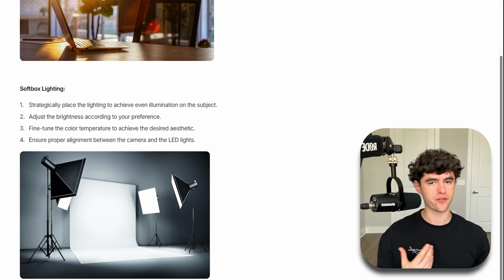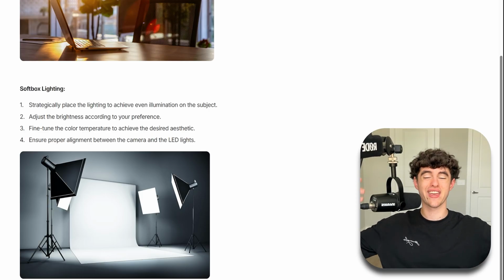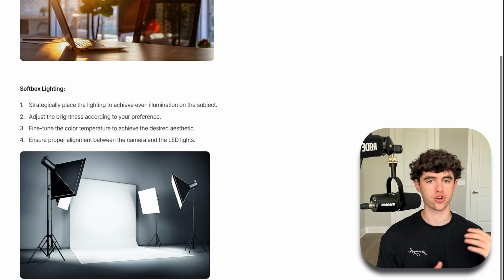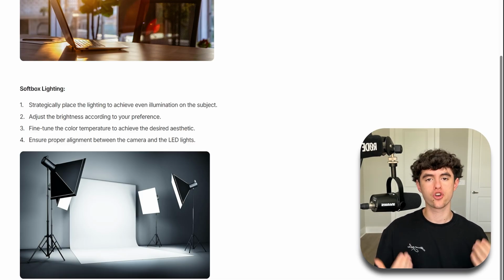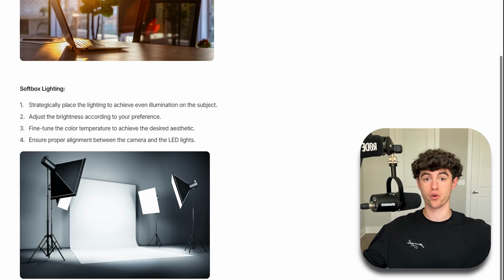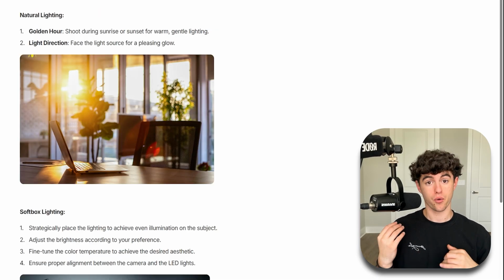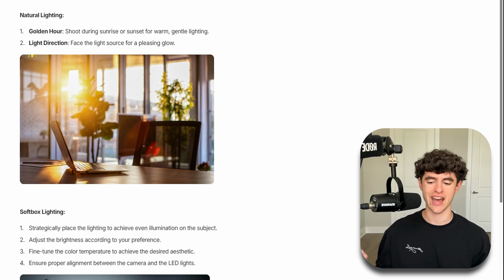If you have the budget, which is not even necessary, invest in softbox lighting. Basically, the goal here is to just strategically place lighting to achieve even illumination on you or the subject that you're recording. And the beauty of this is that you can adjust the brightness in accordance with your preference. So you can fine tune colors. Basically the goal of softbox lighting is to have a more granular, more flexible approach to your lighting and make it more consistent regardless of the time of day. If you can invest in this, great, do it. But I found videos that have actually outperformed softbox, really high-end production videos just by using natural lighting, golden hour, or just natural lighting in general in their own office.